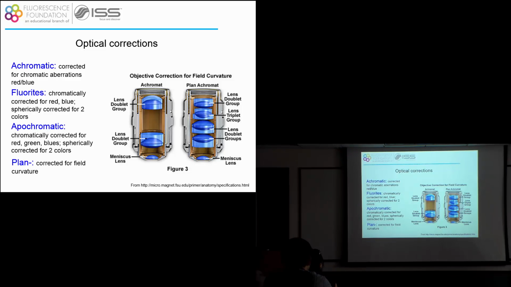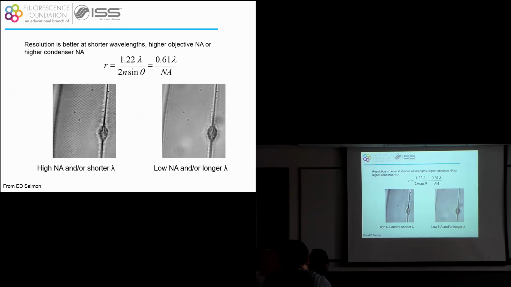You can start with $30,000. You can go all the way to $120,000 or $130,000, depending upon the automation, the number of objectives, the number of accessories, the lamp that you use for illumination. So this is just a complicated system. It's a system that gives us a lot of nice images.